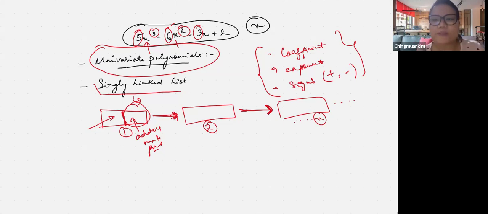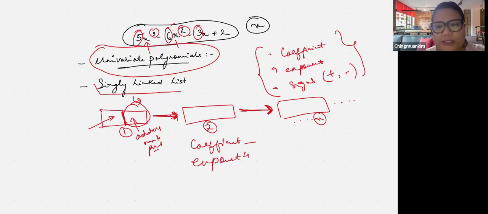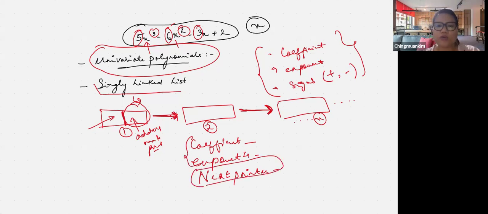A linked list also supports mathematical computation. So you are able to store the coefficient, just as what we mentioned in the properties. You can also store exponents, and then you will have to store the next pointer, right? These are the data, and the next pointer is very much important in a linked list, right? Now I'll show you how you can visually represent this univariate polynomial in a singly linked list.